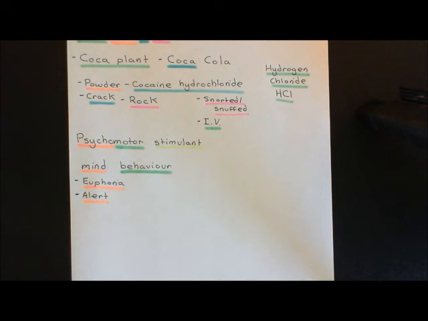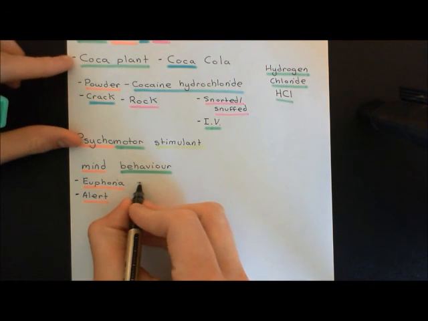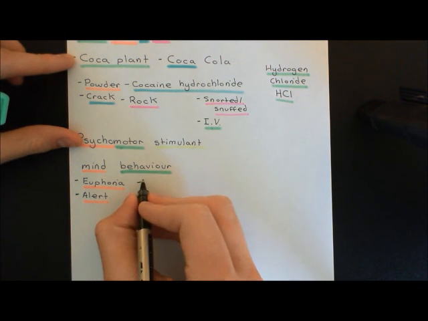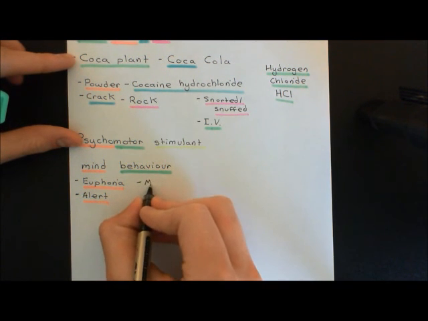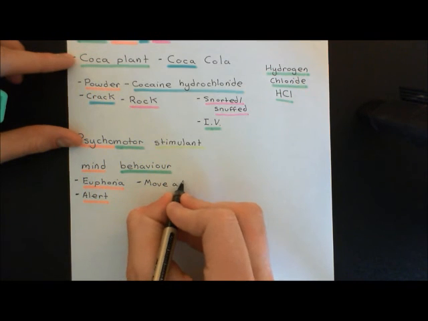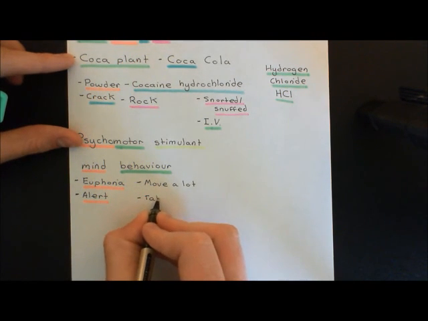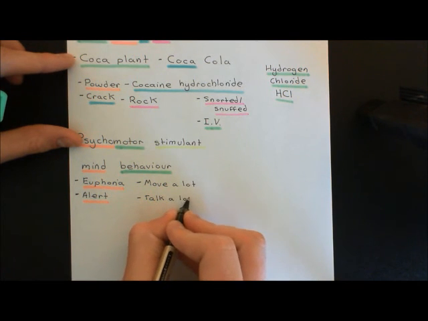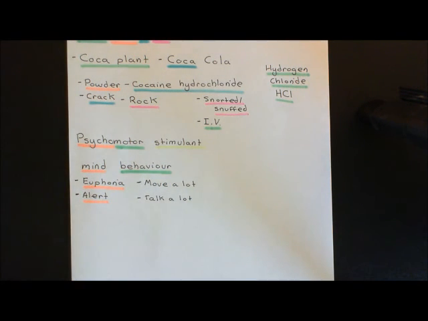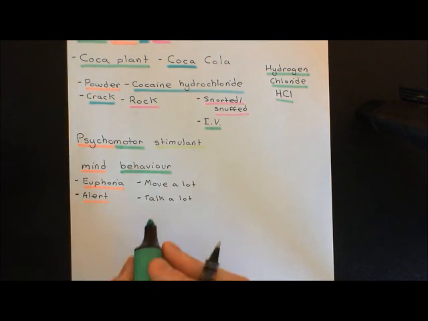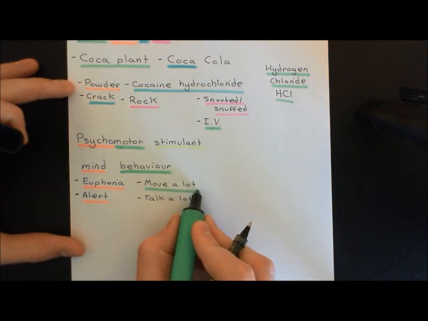Okay, well, if you watch someone taking cocaine, what happens is they start moving around a lot more. They become far more motile, so they move a lot. In addition, they end up talking a lot as well. So how much they actually move around and how much they talk goes up hugely. Okay, so those are the behavioural effects of taking cocaine.